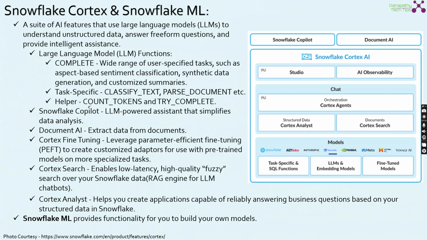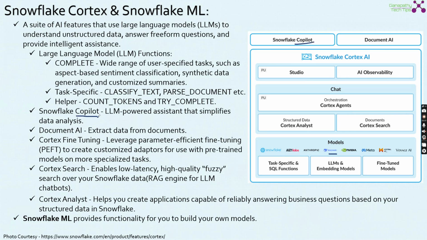Finally, the helper functions, which consist of something like count tokens and try complete. These are all helpful to understand the number of tokens which you are passing as part of the LLM. So these are all for one main level of things which we call the LLM functions within the Cortex. And then the other option is the Snowflake Copilot, which we already discussed here.